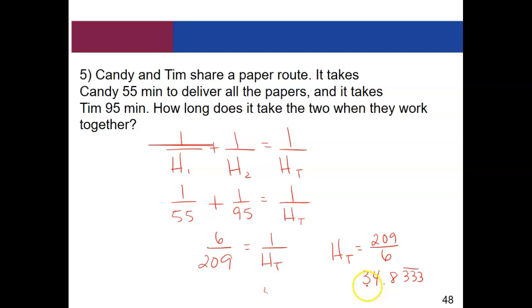So basically what that's saying is it's going to take 34 minutes. And then to find out how many seconds, we're going to take the 0.83 repeating, multiply that by 60, and we're going to see that that is equal to 50 seconds. So we got 34 complete minutes and then 0.83 repeating of a minute. So 0.83 times 60 seconds gives us a total of 50 seconds. So 34 minutes and 50 seconds.